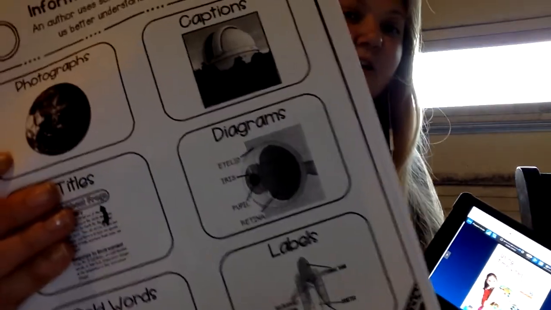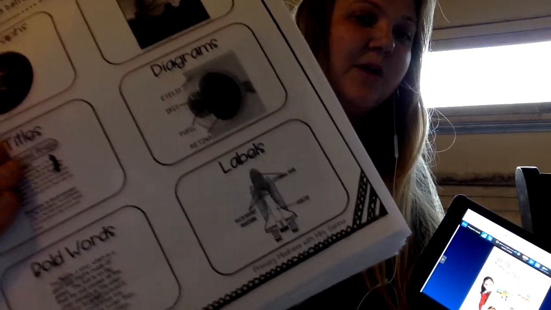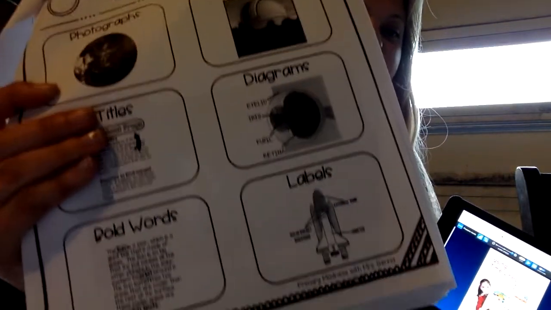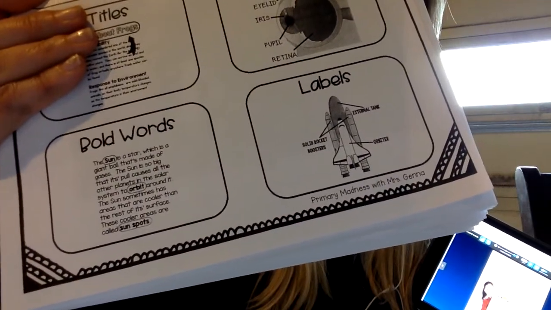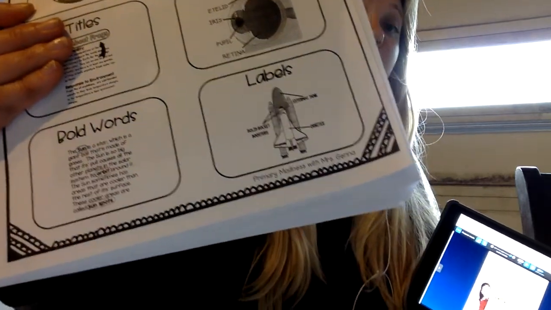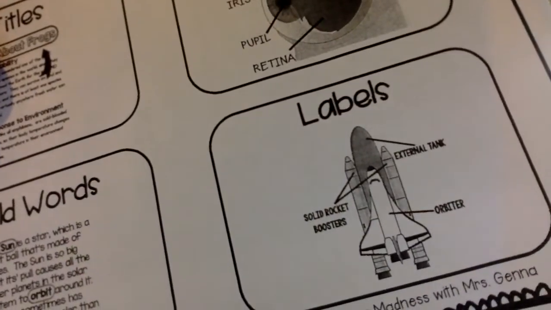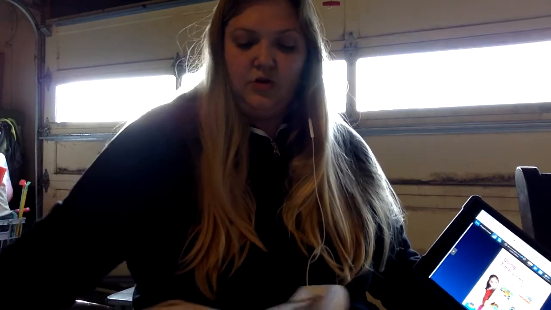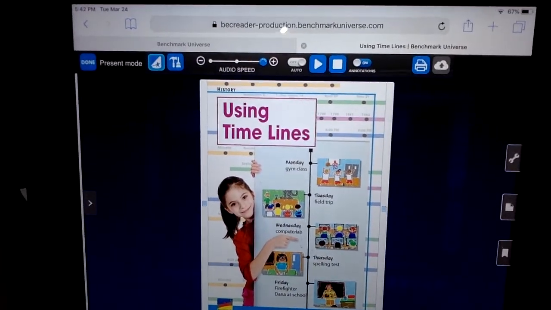We can have diagrams like that eyeball with labels that tell us what each part is. And we can also have these bolded words. These bolded words are these darker words. We can look in the very back of the book for the glossary. The glossary is going to have those bolded words with a little definition. It's going to tell you what they mean and then what page numbers you can find it on when you read. So this one today, using timelines.